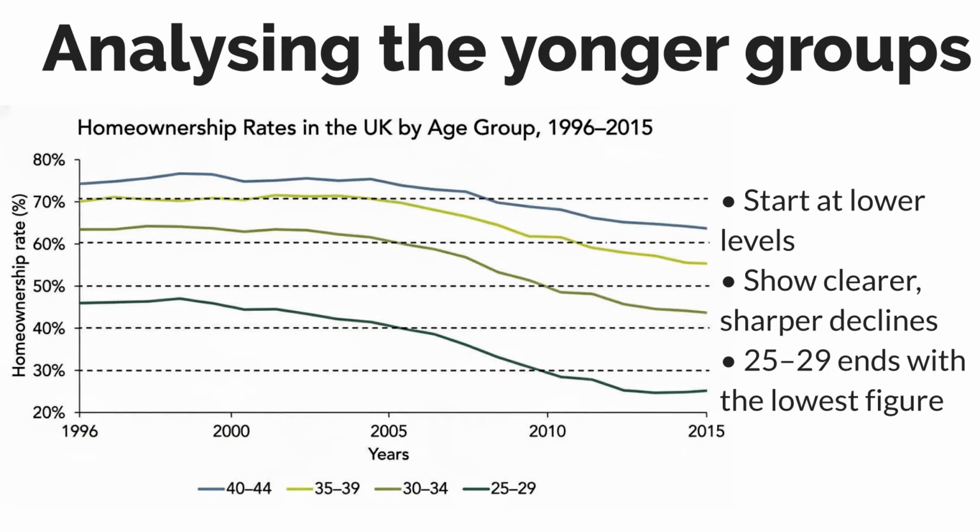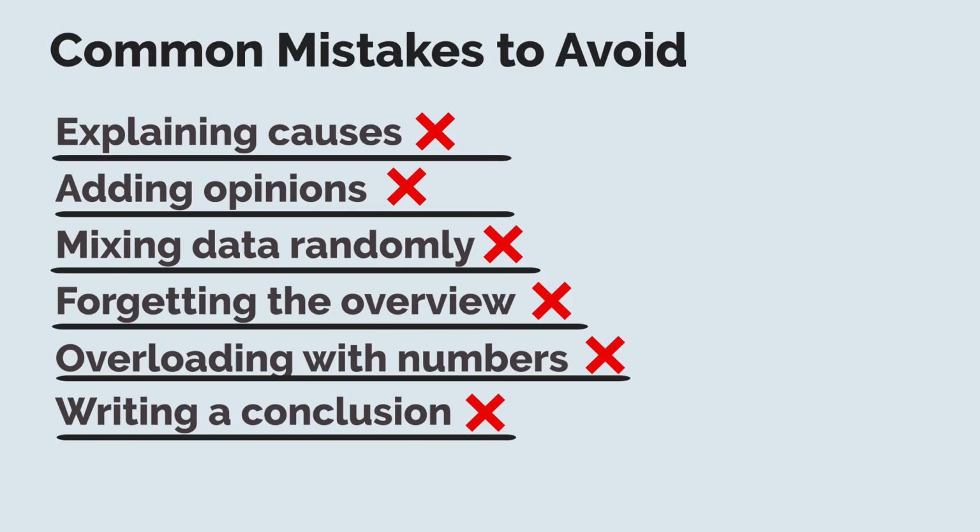Before we move on to the model answer, let's quickly look at some common mistakes students make in Task 1. A big one is explaining causes. Don't talk about the housing market, salaries, or the economy. Task 1 does not want explanations. Another common mistake is adding opinions. Avoid saying things like, "This is surprising," or "This is a problem." Keep everything objective. Students also tend to mix data randomly.